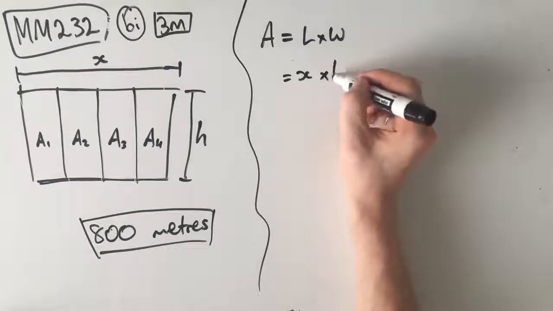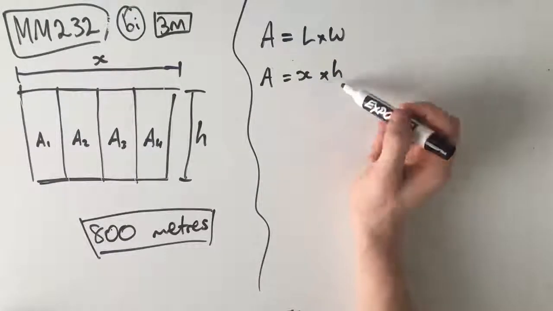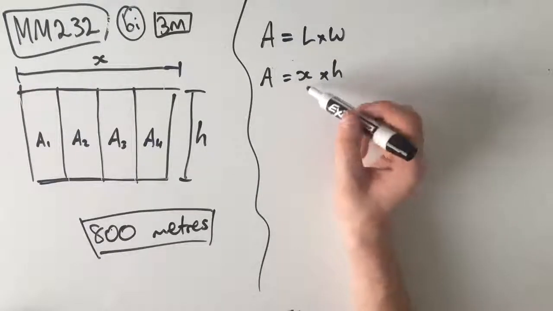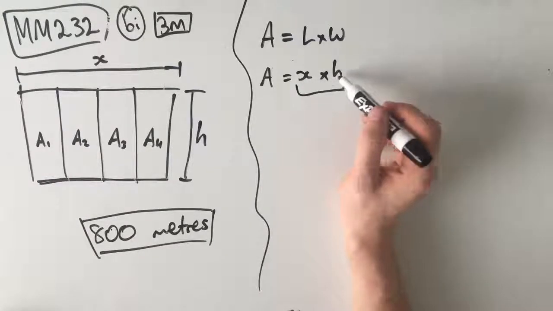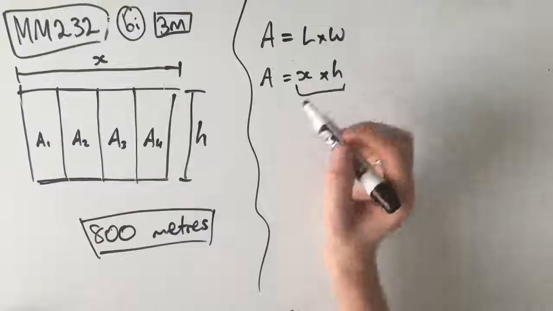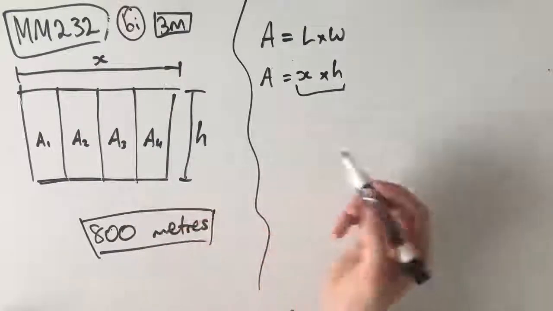So our area is x times h, but we can't find the maximum area of this because we've got 2 different variables, right? We've got x and h, which is why in the first question it asks us to find an expression for h in terms of x.